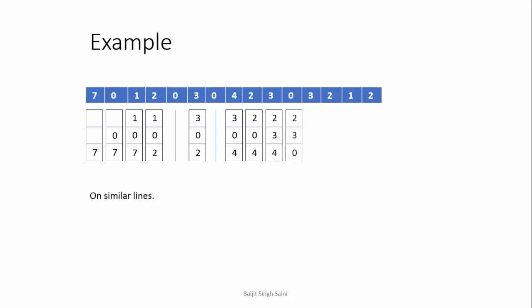The similar lines for all the remaining requests. This is our final answer. So the number of page faults in this case is 4 plus 1, 5, 4, 9 and then 10. So in this case the number of page faults is 10.